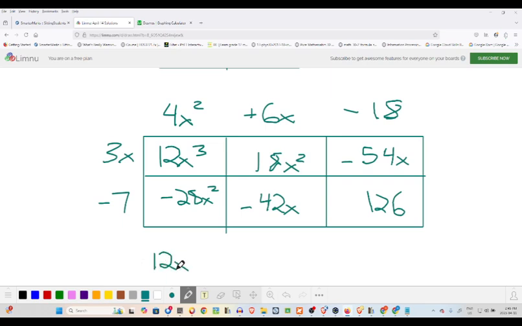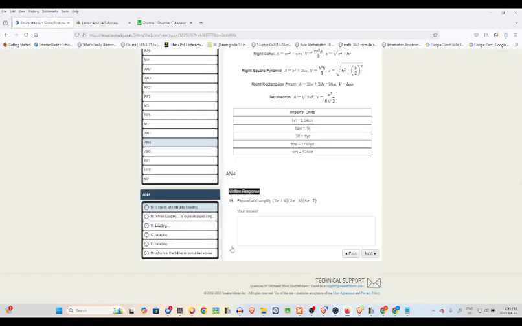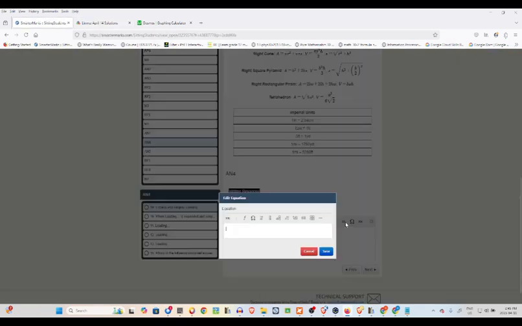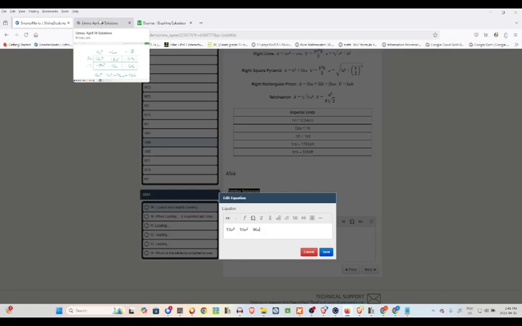So we have 12x cubed. These ones, negative 10x squared, negative 96x, and a 126. So there we go. We have 12x cubed minus 10x squared minus 96x plus 126.